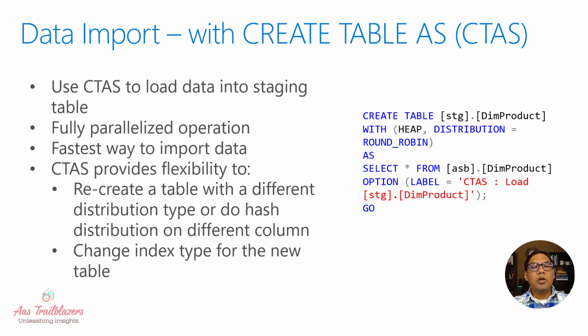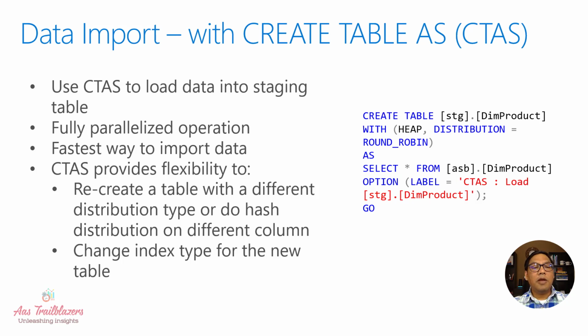CTAS is very similar to the select star into command. However, it provides several flexibilities. For example, you can use CTAS to recreate a table with a different distribution type. If you have a round robin table, you can create a hash distributed table, all in parallel, to have a different structure. In some cases, you might have a distribution on one column and you would find out that distribution is not optimal for most of your queries, and you would like to redistribute the data for that table on a different column. CTAS can help you in that kind of situation as well.